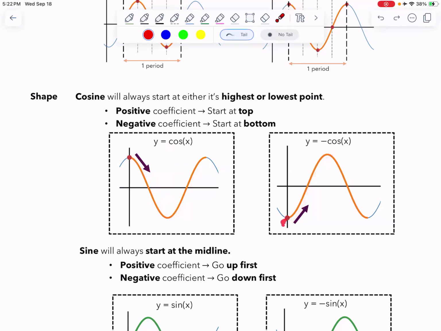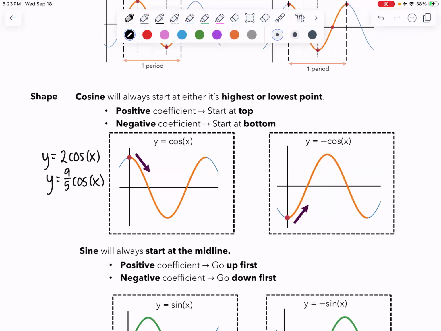So when you talked about it in your pre-calc 1 class, you talked about reflections over the x-axis. This is a reflection over the x-axis. So examples of functions where cosine starts at the top, it could be like 2 cosine x, or y equals 9/5 cosine x. Anything where that number out in front is positive.